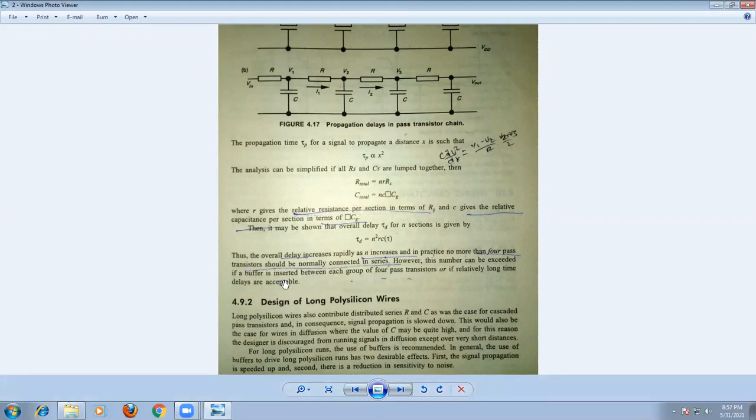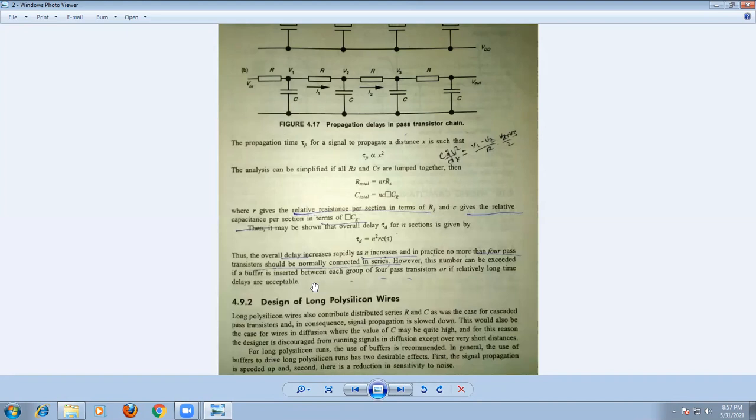Sometimes the polysilicon can be used at the input side of the inverter circuits. Sometimes you can use the polysilicon to transfer the signal from one point to another, because we are connecting the polysilicon layers to transfer the signal. So if the distance is very long, very large, and you use long polysilicon wires, what happens?